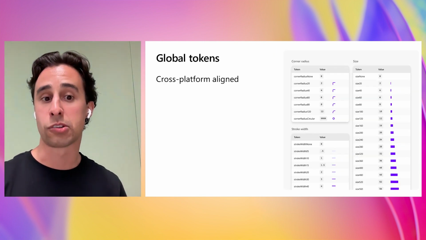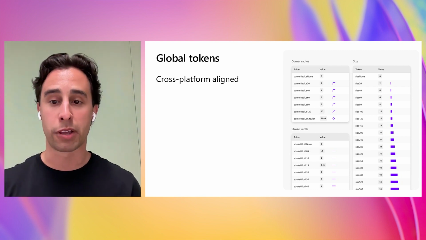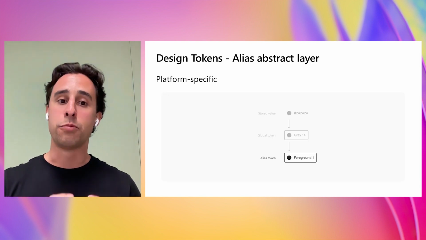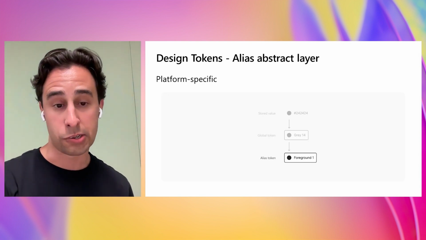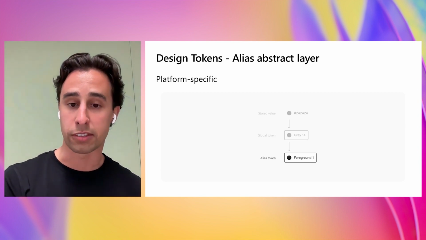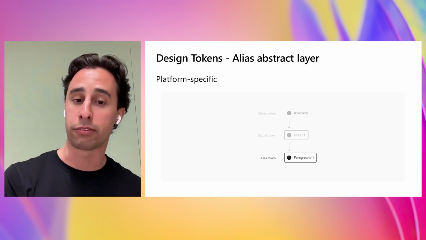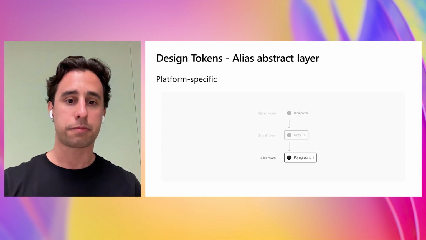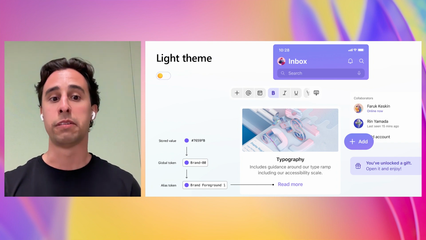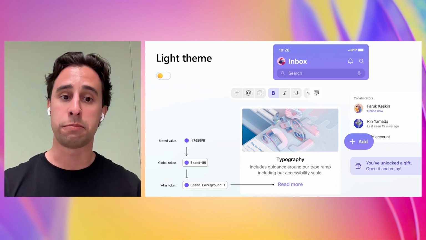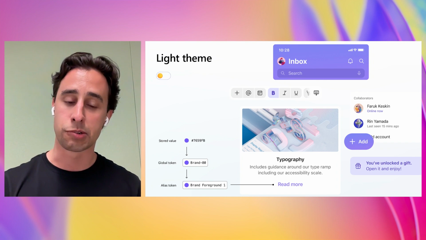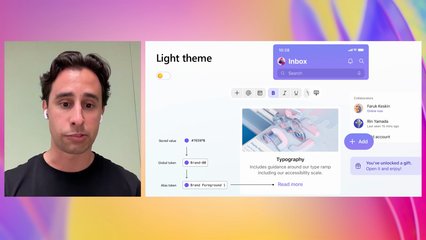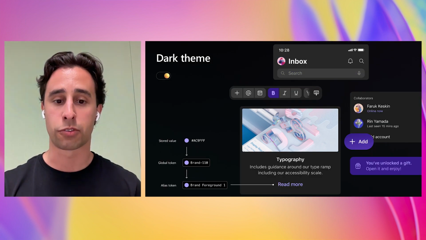Our global tokens are cross-platform aligned, so it doesn't matter which platform you're developing for, you can always call to the same value. Next, we created another abstract layer for alias tokens. Alias tokens are platform specific, which allows us to abide by some of the platform rules to create platform-specific experiences. Here's an example of going between light and dark. We're switching between light and dark theme. However, the alias token remains the same. The only thing that's changing is our global token. As you can see here, as we switch, the global value changes between light and dark.